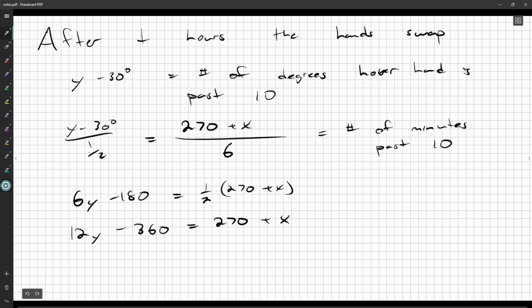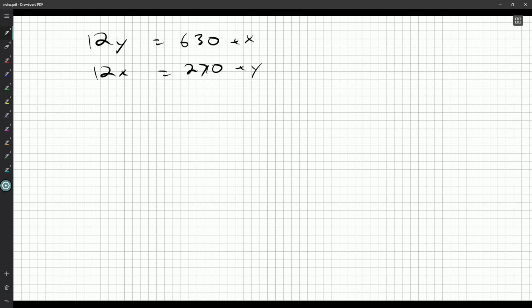And now we could say something like 12y is an add-on. It'll be 30, so it'll be 630. That's 9 times 3, that's 9 times 4, so 9 times 7 plus x. And there we go. So what have we got? We've got 12y is 630 plus x, and we have 12x is 270 plus y. Okay? This is great. 2 equations, 2 unknowns.